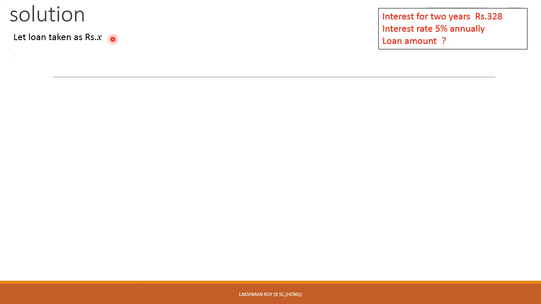First we'll find the interest for the first year, right? You can see here the rate is 5%. That means for a 100 rupees loan, you pay 5 rupees interest. What is the loan amount? X rupees. So that means you have to multiply by X, right? So here an algebraic symbol is there. How to multiply?